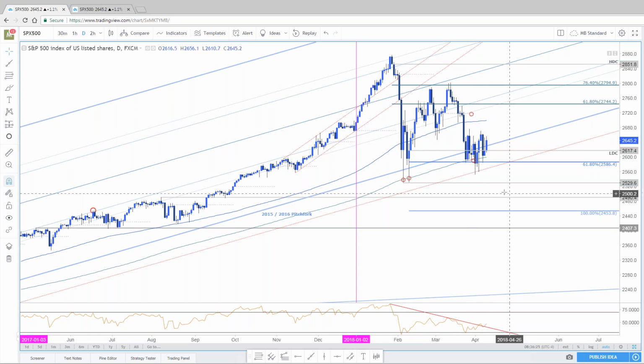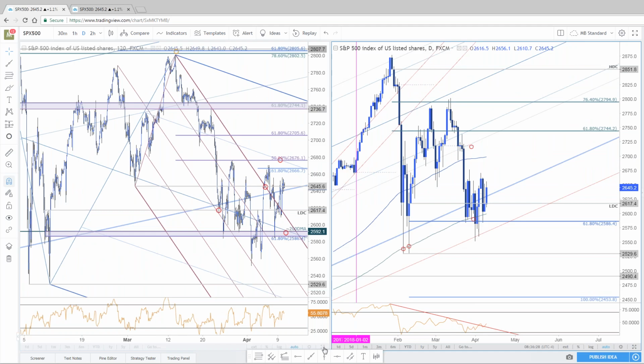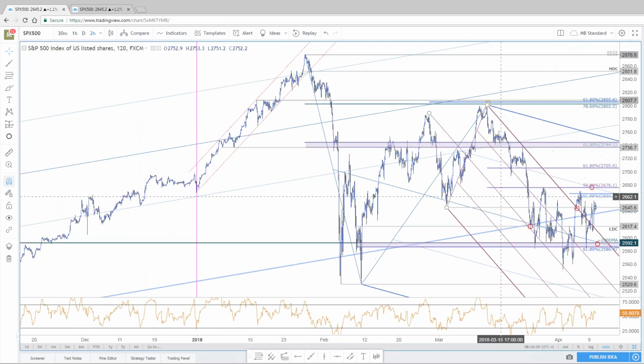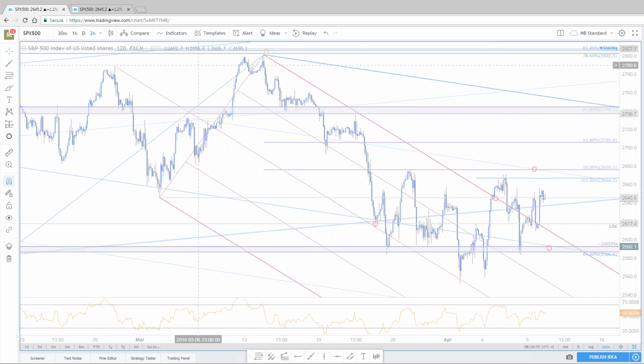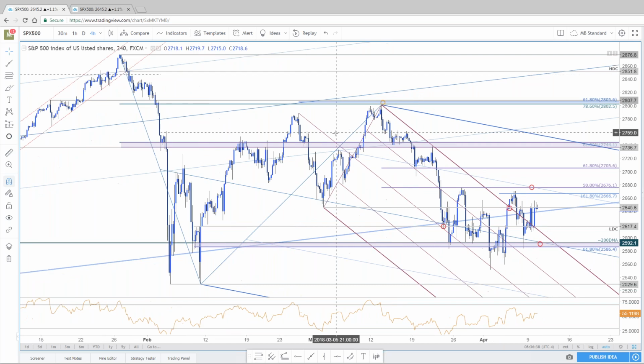Now, you're already seeing some people call for possible head and shoulders formation here. I see what they're talking about. It does have some merits. Here's the intraday chart, 120 minute. Let me get the 240 a little cleaner to show you what we're looking at.